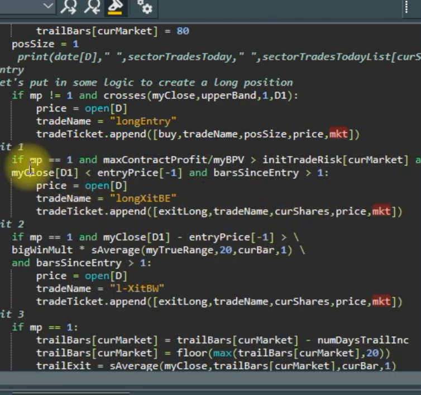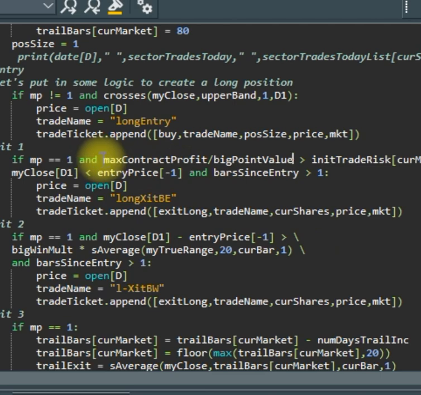If I'm long, which is MP equals 1, in this case, since we're doing one contract on a per entry basis, we could say 1. If we were doing multiple contracts, you would probably want to say greater than 1, or greater than 0, I should say. If I'm long and max contract profit divided by my BPV, and I've done this, you can do this here. I'm making it look like EasyLanguage as best I can.